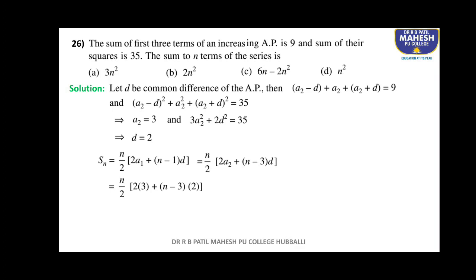because the value of d is equal to 2. Now we can take 2 common and cancel with the denominator 2. Therefore we have n into the bracket of 3 plus n minus 3, and within the bracket 3 minus 3 cancels again. Therefore we have n into n, so Sn is equal to n square. So the right option is D.